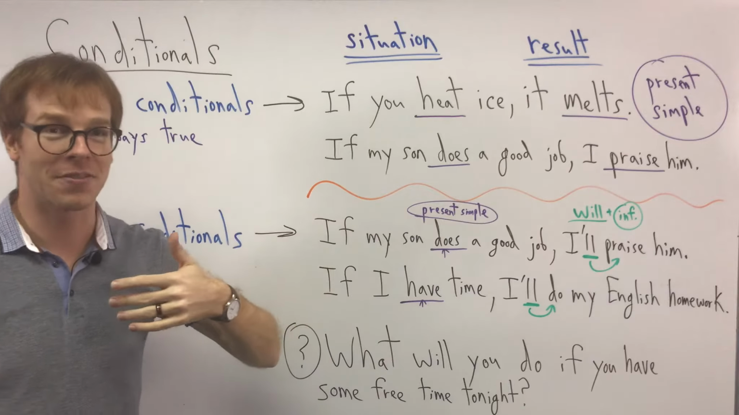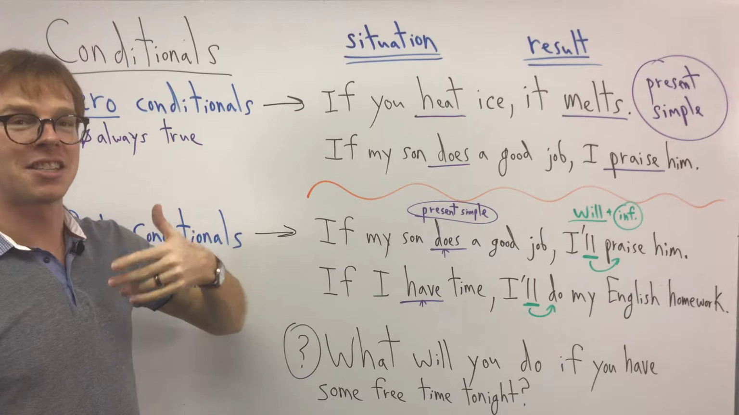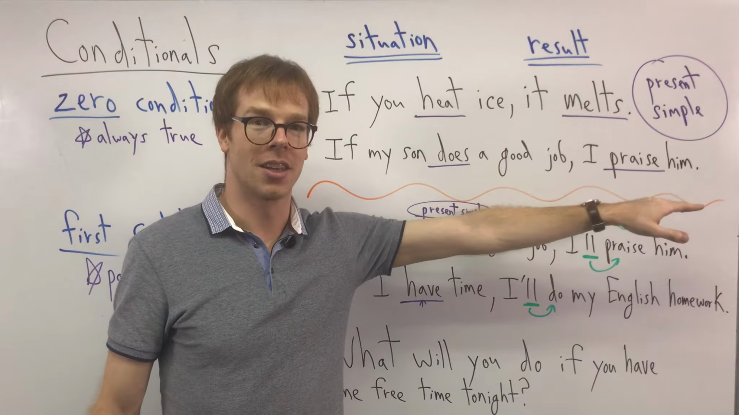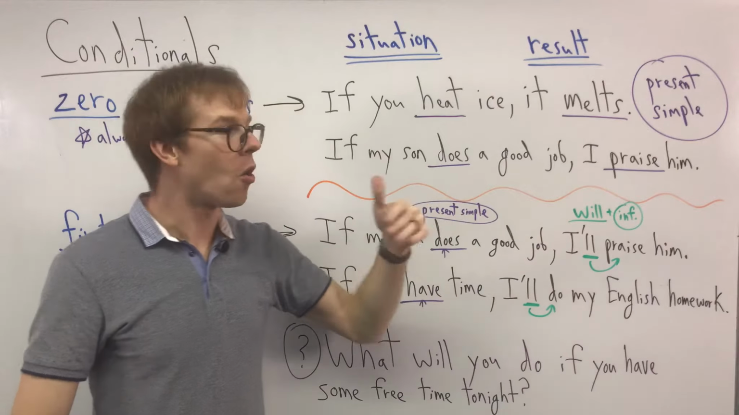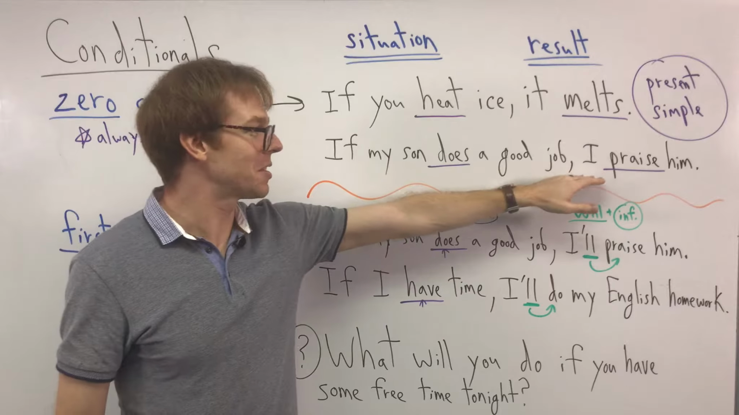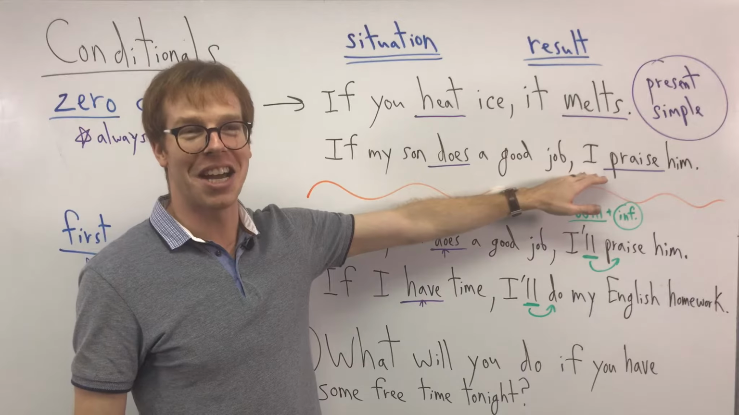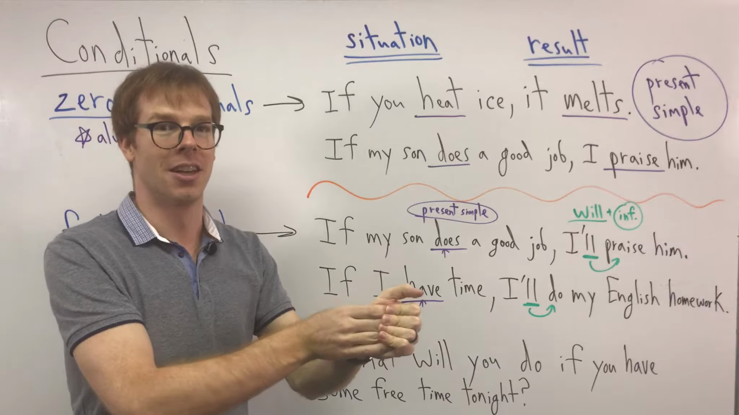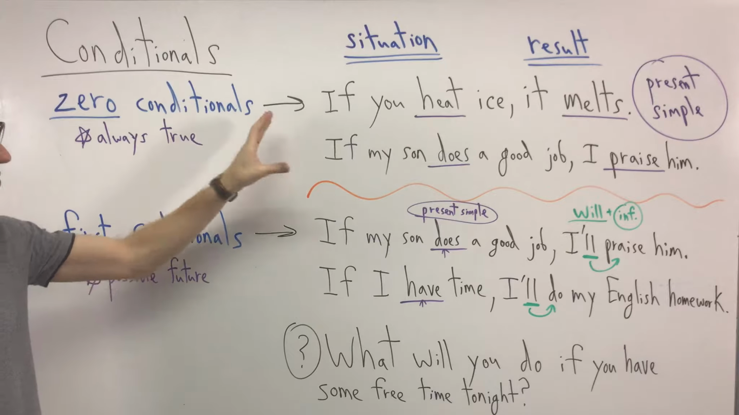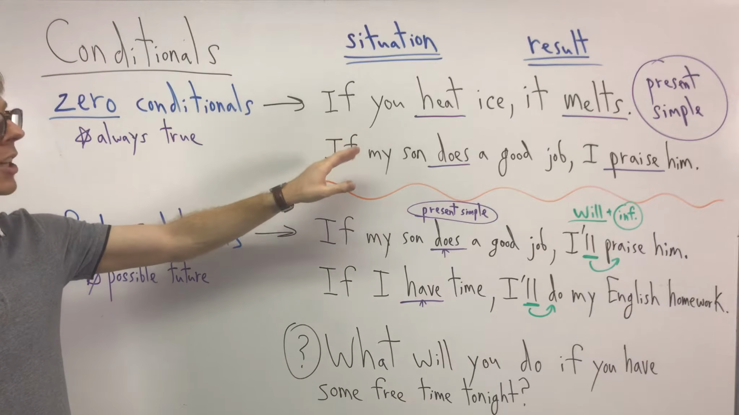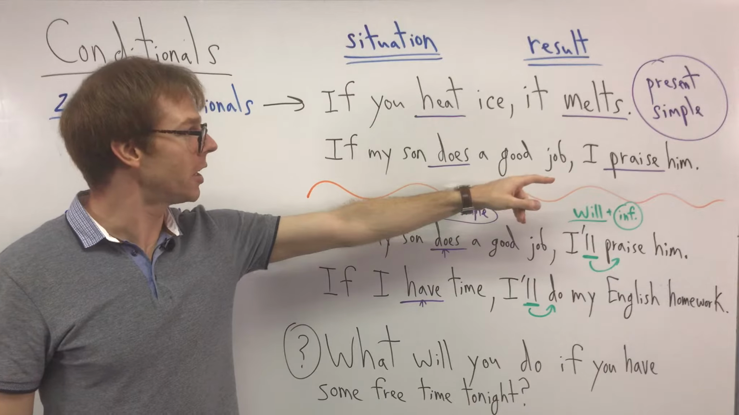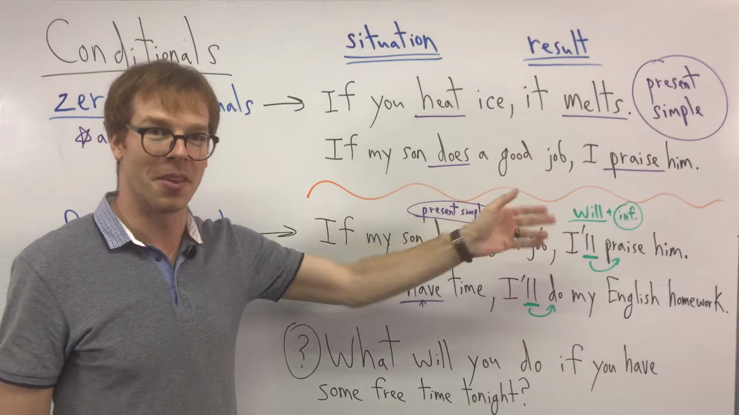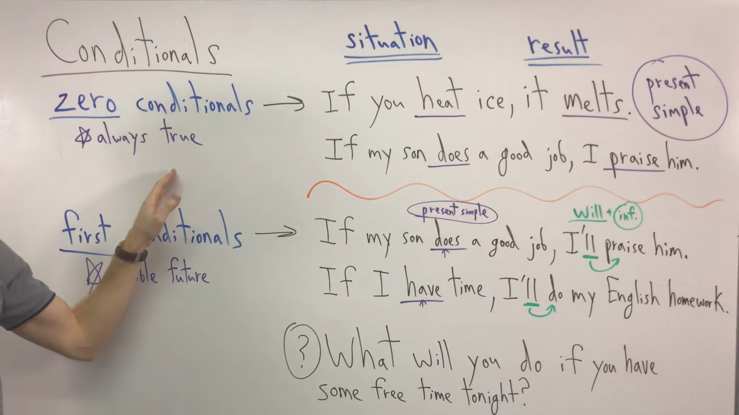Also, I don't have a son, but I can say as a parent, if my son does a good job, I praise him. This situation, always true. Maybe this is an American parent, right? Every time the kid does a good job, they get praised by their parent. Okay? So that's, again, something that's special, always true. Do you praise your children if they do a good job? Does it happen every time? Then you'd be using the zero conditional.